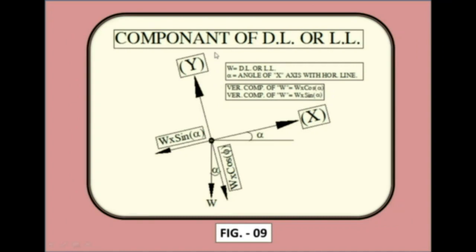Here, the component of dead load or live load. Since dead load W is parallel to the global y-axis, we can resolve it into two components, a vertical component and a horizontal component with respect to the purlin's axis.